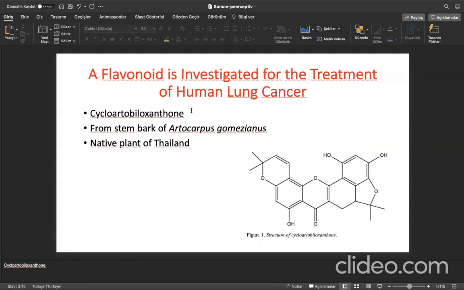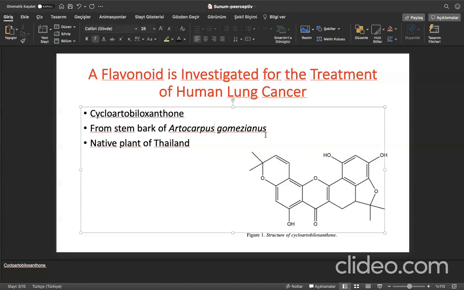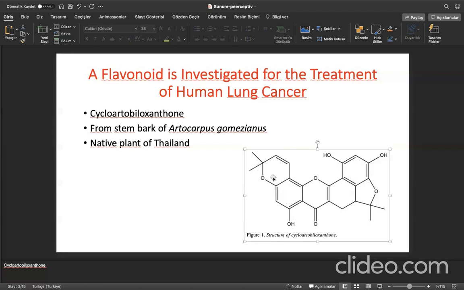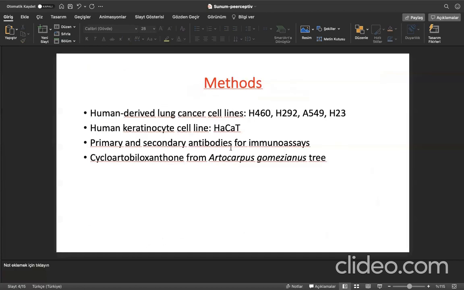This flavonoid is called Cycloartobiloxanthone. It was extracted from the stem bark of Artocarpus comesianus tree, which is a domestic plant of Thailand. And as you can see, it has a cyclic structure and it has hydroxyl groups in it.